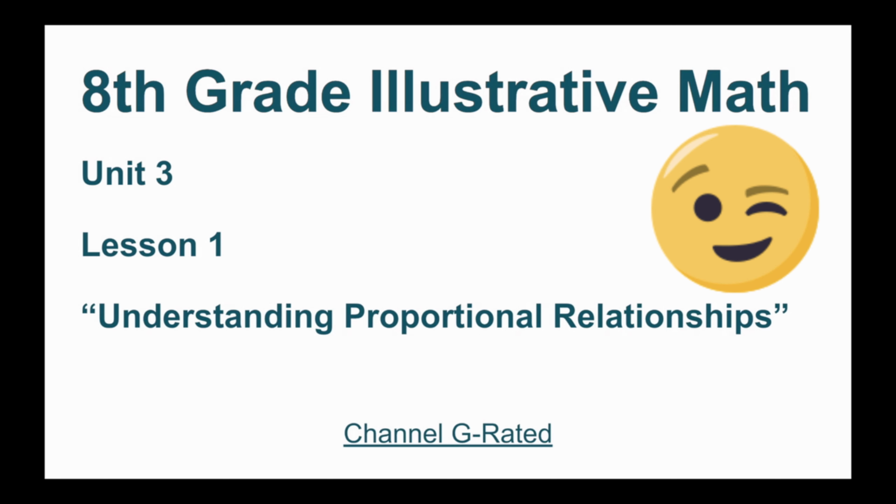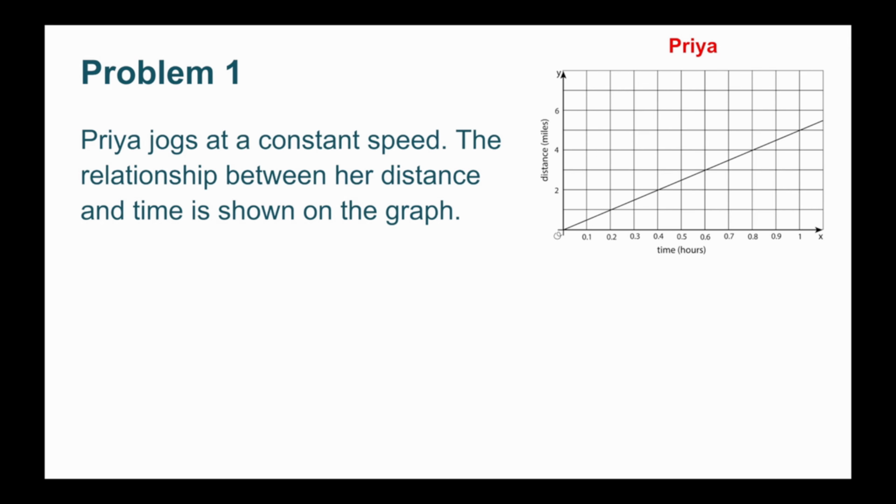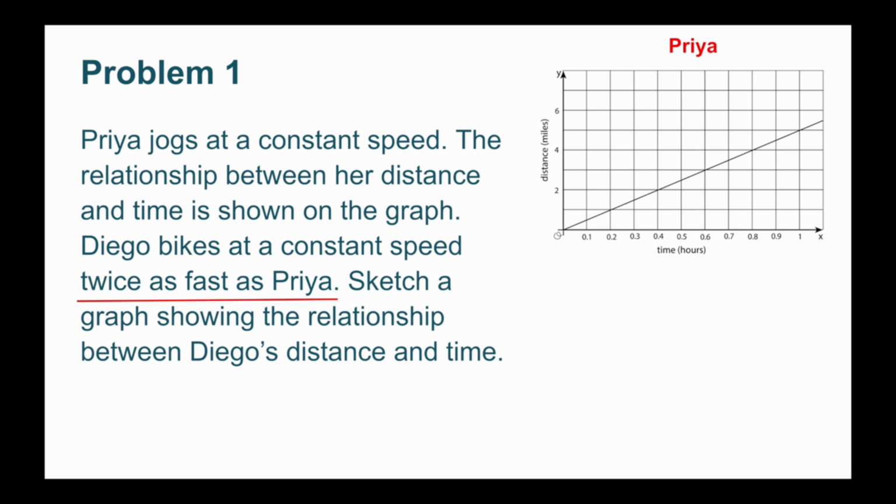8th grade, Unit 3, Lesson 1, Understanding Proportional Relationships. Number 1. Priya jogs at a constant speed. The relationship between her distance and time is shown on the graph. Diego bikes at a constant speed twice as fast as Priya. Sketch a graph showing the relationship between Diego's distance and time.